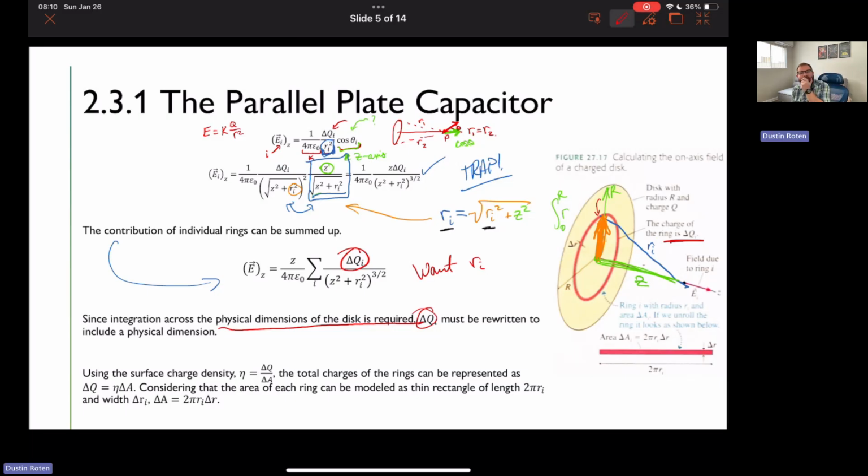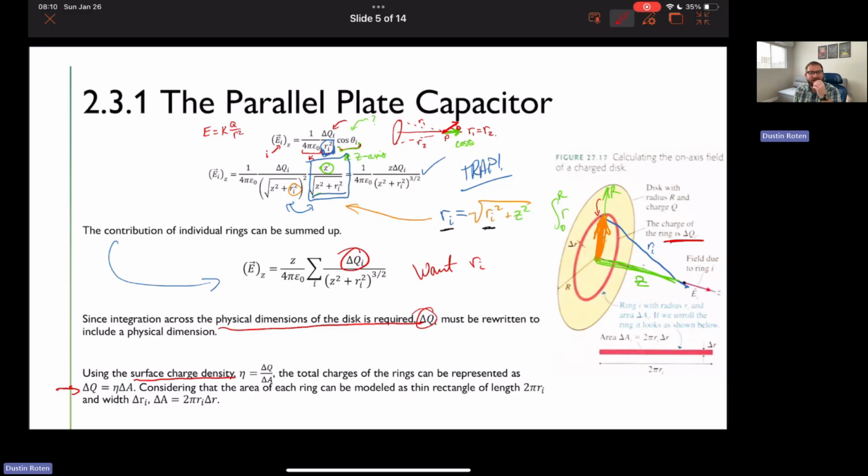Okay, well, we can sort of get at that. We can go back to our surface charge density, okay, which was just that eta equals delta Q over delta A. Remember, we can use the total Q over total A or divide it up into those chunks and have a little piece of Q divided by a little piece of A, okay? So the total charges of each ring can be represented essentially as this. So here's our delta Q equals eta times delta A. So that's just the charge from an individual ring.